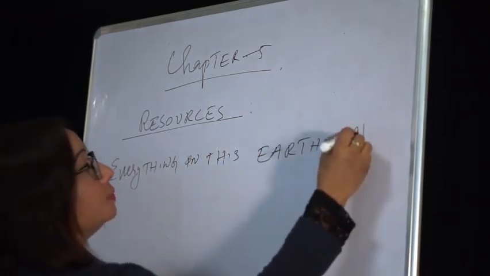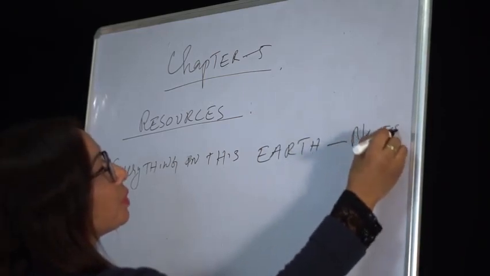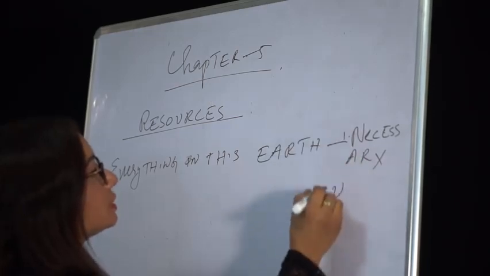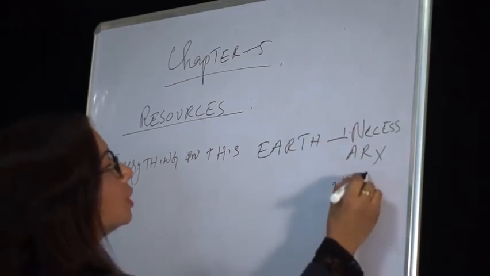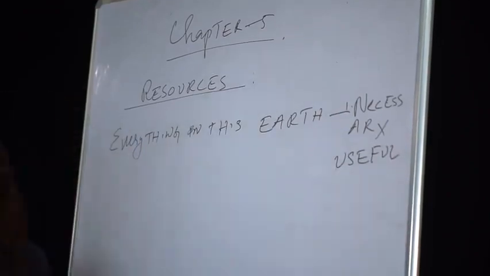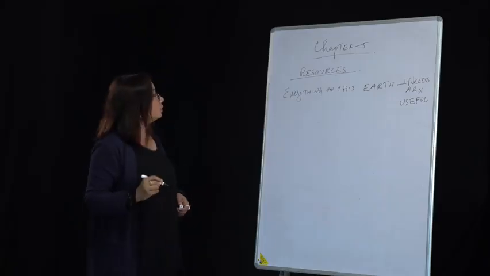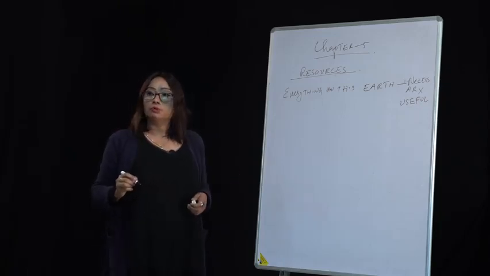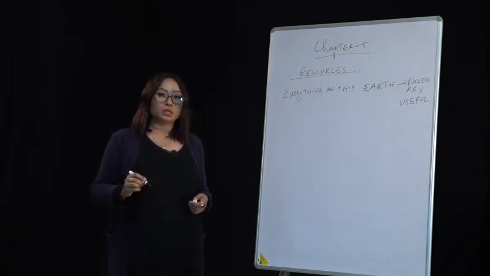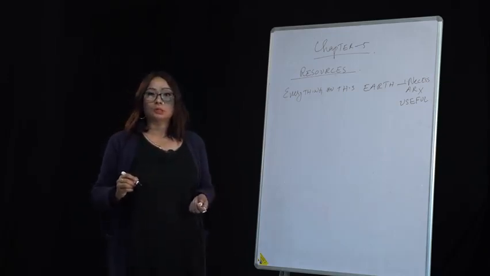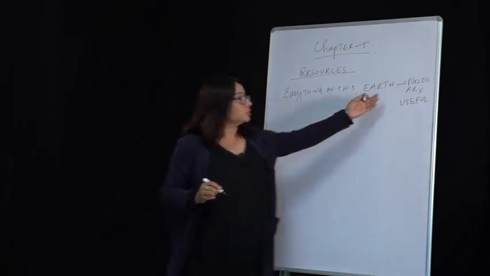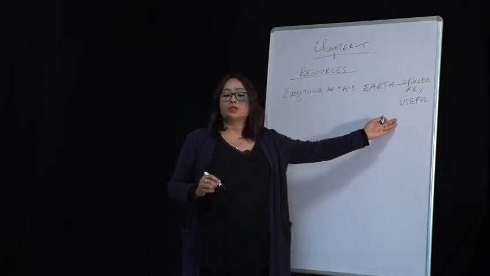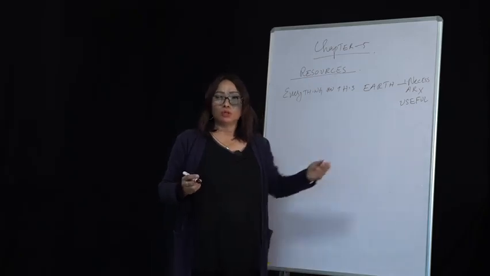So everything on this earth that is necessary and useful. One is necessary, the second is useful. Useful for what? Necessary for what? Survival. So everything on this earth that is necessary or useful for survival on this earth is known as resource. So necessary for existence, useful for existence. Existence means survival, to live on this earth.